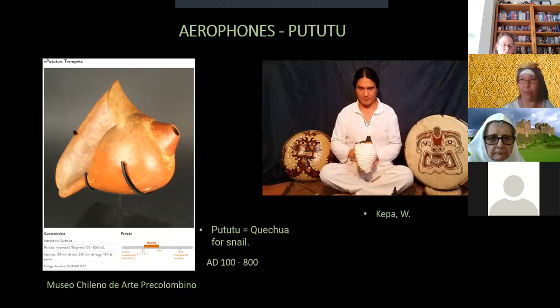Over here we have the pututu, and pututu is Quechua for snail. This one that we have here is ceramic, and the one that he is going to play is pretty much a snail. And I would assume that they will do something to it so that it makes the sound, I'm not sure.